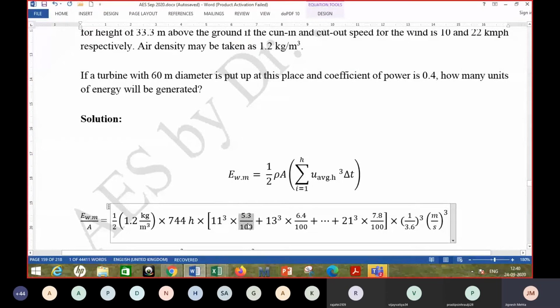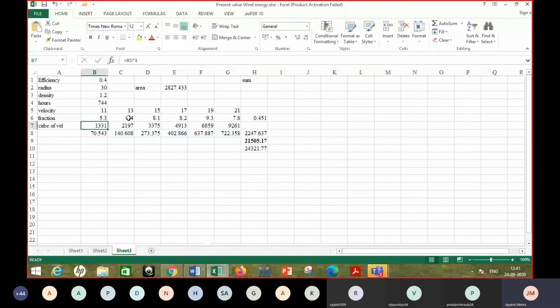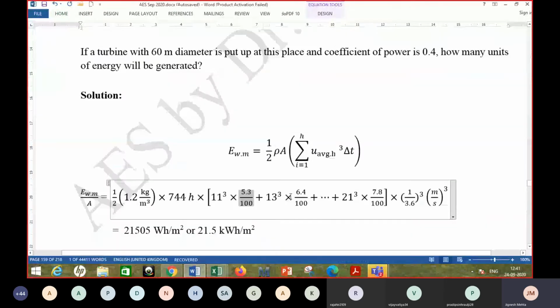Out of 744. So 744 is already there, common to all. I could have multiplied it here also. Then that would have given me the number of hours for which the velocity is 11, right? So this is going to finally give me the reading in watt hour, or then I can divide it by 1000 to get it in kilowatt hour. And then the fraction for 13 is 6.4, for 15 it is 8.1, and so on. So this has been done for all the 6 readings.